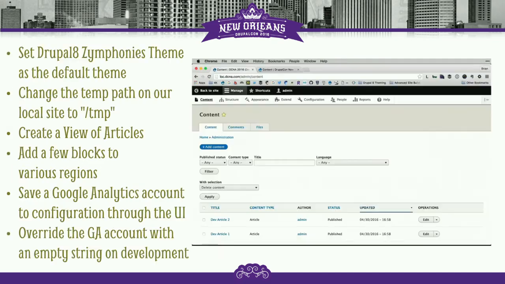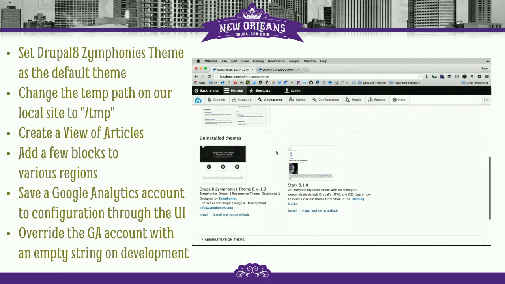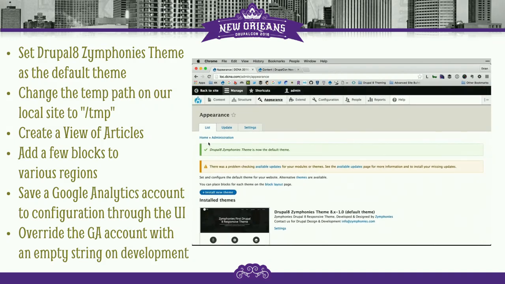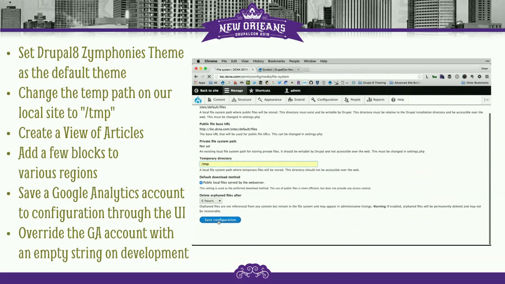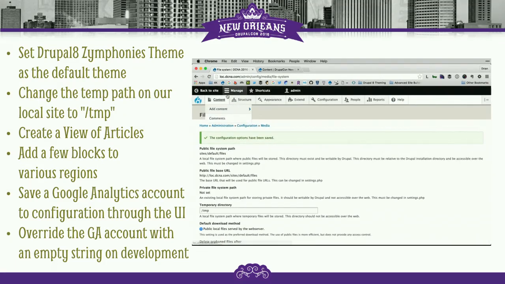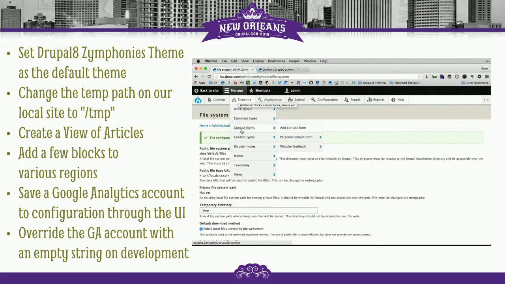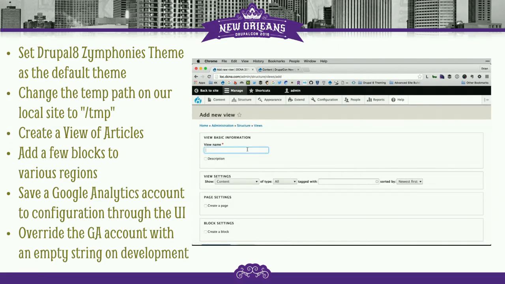And that's done. So now in the user interface, we'll set the Zimpany's theme as the default theme. And change the temp path from the funky MAMP one to just /tmp. And I did create a couple of articles before I did this, so when we create a view, it's actually going to show something. So we'll go to structure, views. And just add a simple view that lists articles.